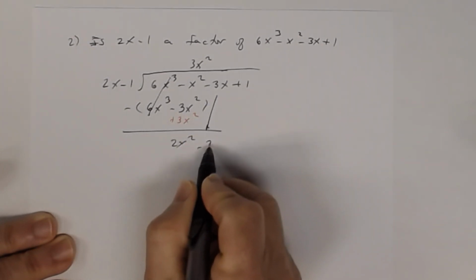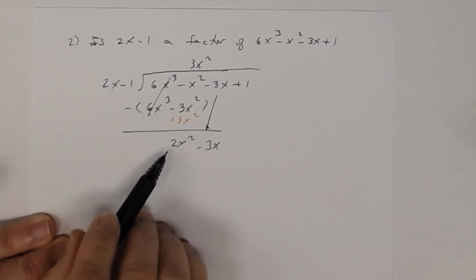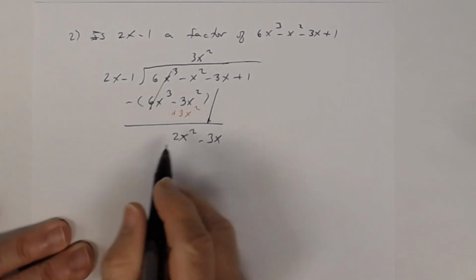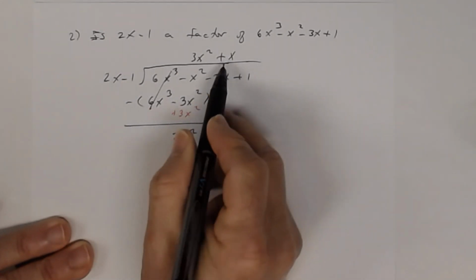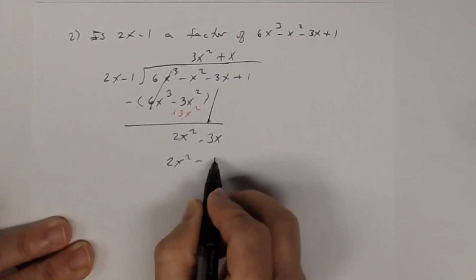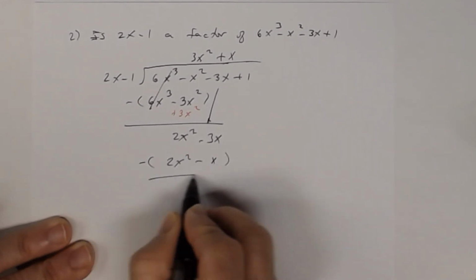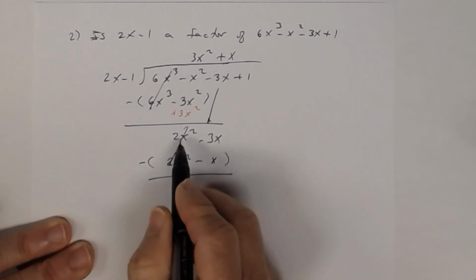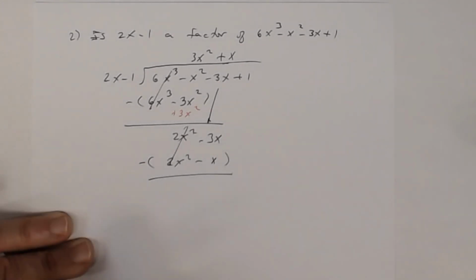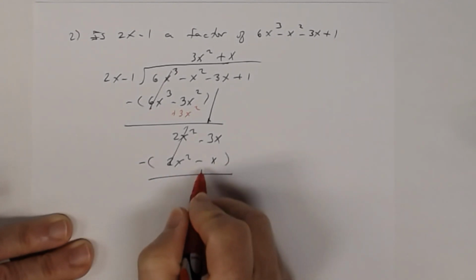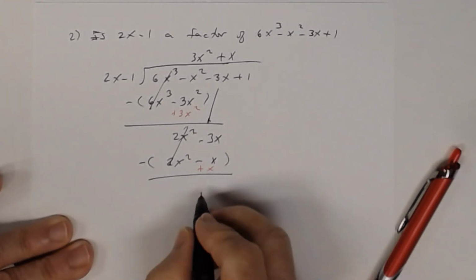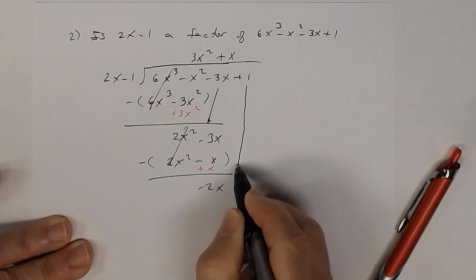Bring on the next term, negative 3x. Do the process over again. Degree here is 2. Degree here is 1. 2x squared divided by 2x is just x. And then you multiply. X times 2x is 2x squared. X times negative 1 is a negative x. And then you subtract. If you're doing this correctly, these always have to add up to be 0. 2x squared minus 2x squared is 0. A negative 3x subtract negative x, or you could say subtracting negative x is adding x. So a negative 3x plus x is a negative 2x. Bring on the next term.